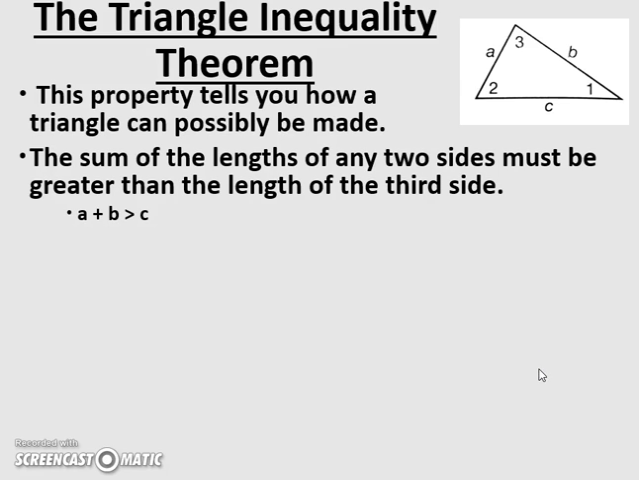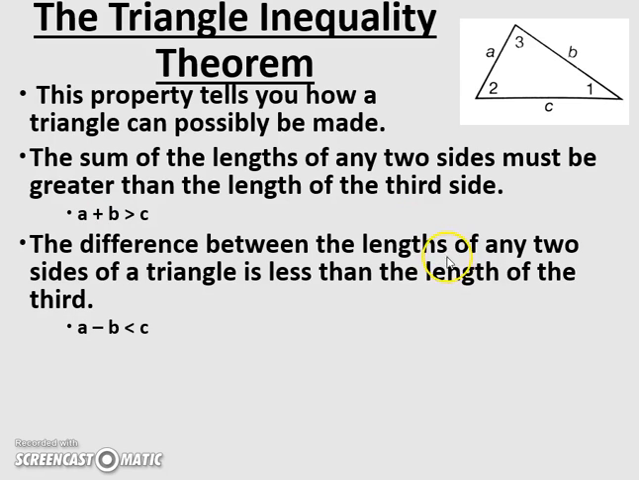It states the sum of the lengths of any 2 sides must be greater than the length of the third side. You can also reverse that. The third side has to be less than when you add 2 of the other sides.